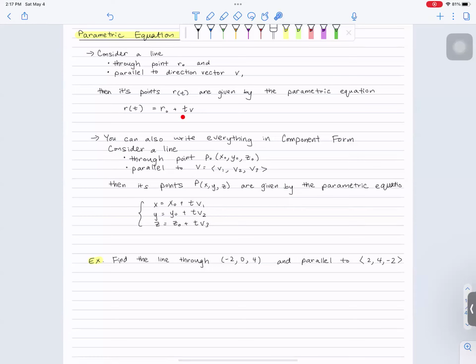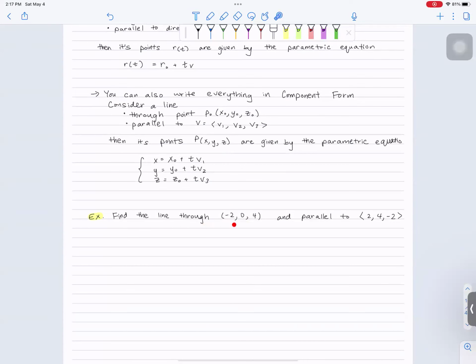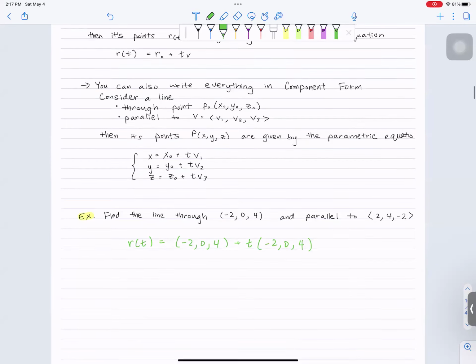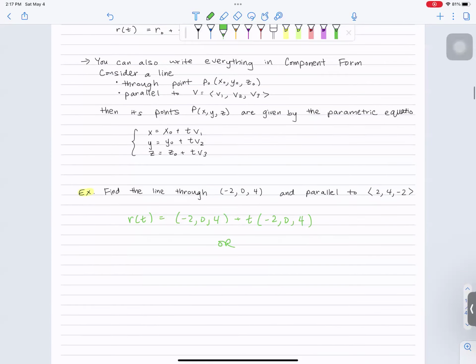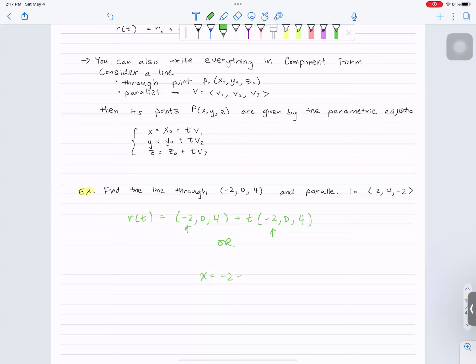So let's say, for example, I wanted to find the line through this point and parallel to this vector. Then my answer is that I could write r, my line, as the initial point plus t times the vector (-2, 0, 4). I could also write it in a more parametric way where I write each component. So x would be -2 minus 2t, y would be 0 plus 0t, and z would be 4 plus 4t.